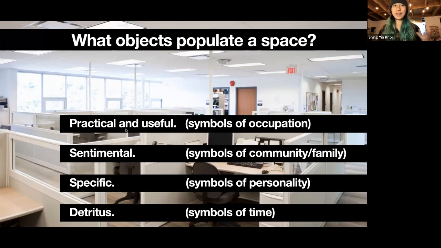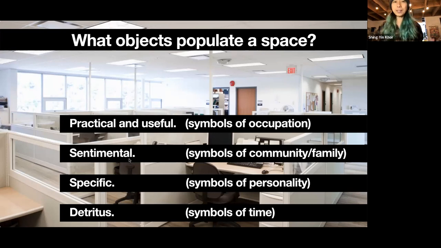And then, I personally love this part the most, there's detritus. Detritus is a symbol of time. It's the stuff that happens when a space is truly, truly lived in. It's the stuff that gathers up over time. So the receipts from lunches, the impersonal birthday cards, the punch cards for the coffee places, the coffee cup which has branded pens from vendors, the five different coffee cups from work events, these are all symbols of detritus.